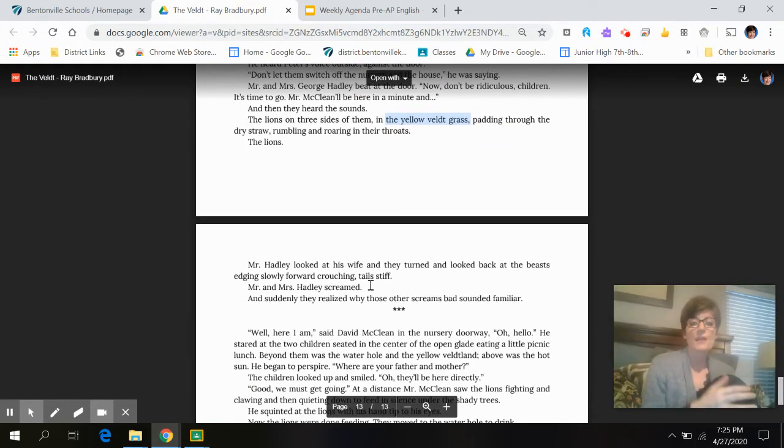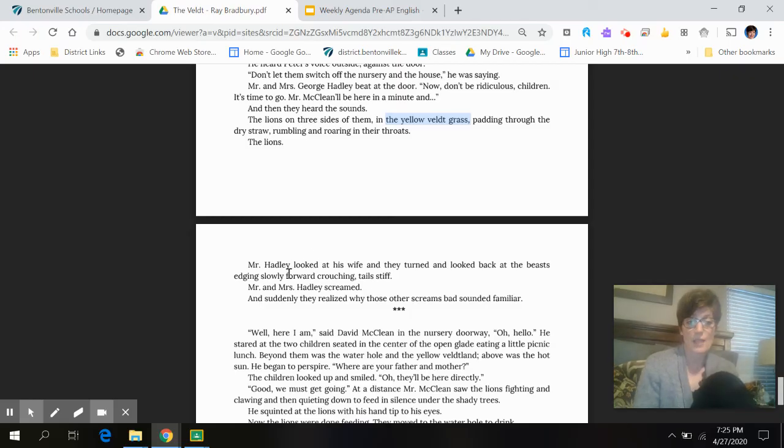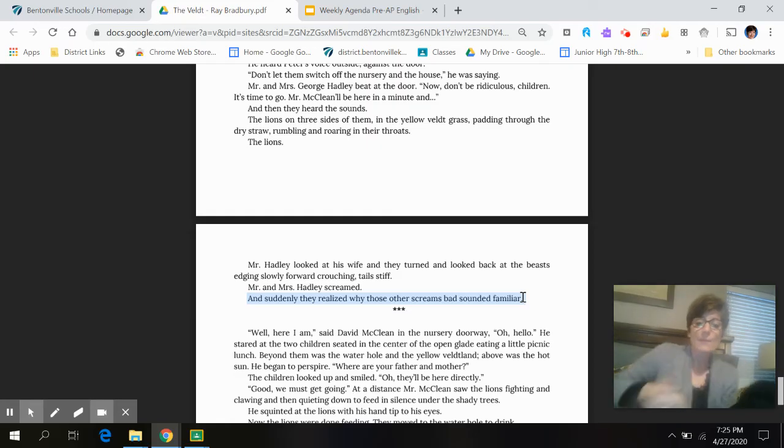Now, at the very end, the lions appear to attack the parents, and it says that they see them crouching, tails stiff, and they screamed, and they realize why the other screams that they heard at night were familiar. That line is often really confusing, but what seems to be happening is that the kids had planted the scarf and the wallet into the nursery to give the scent of their parents to these lions, one from the mom, one from the dad, so that later they could maybe teach these lions that these are the people they would attack by scent.